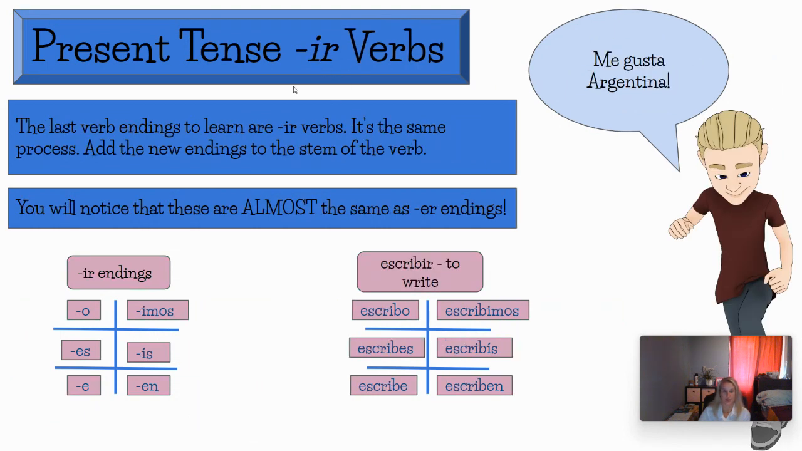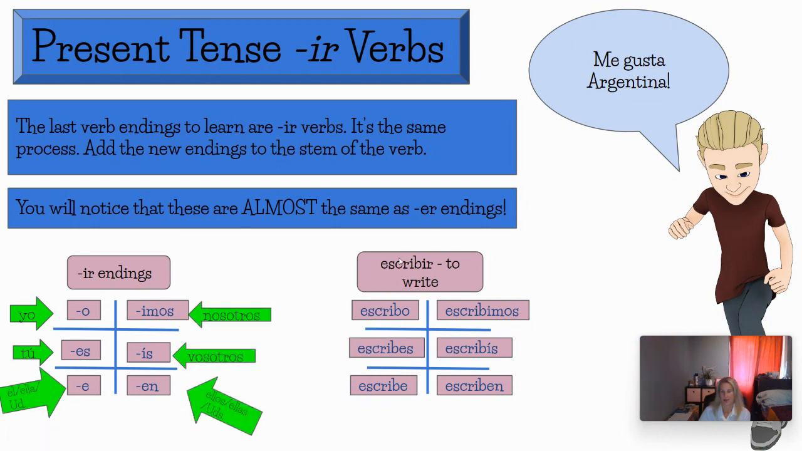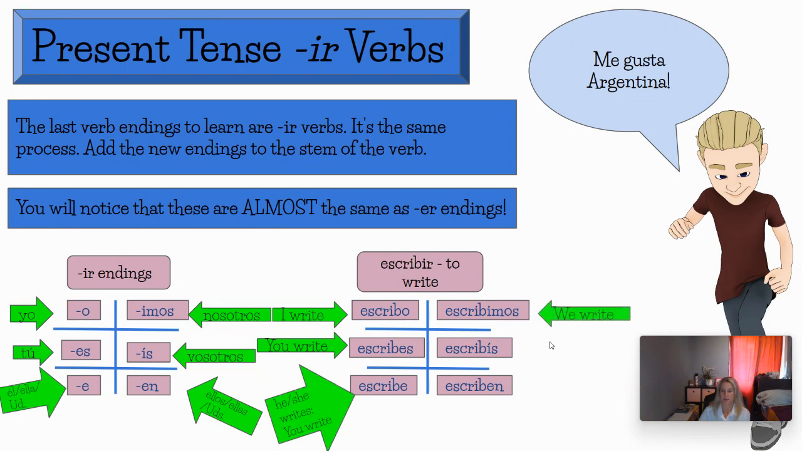Then we have IR verbs. The last verb ending to learn are the IR verbs. It's the same process. Add the new endings to the stem of the verb. You will notice that these are almost the same as the ER endings. There's just two that are different, and that would be the top right and the middle right. So here are the IR endings: o, es, e, imos, ís, en. And the verb to practice is escribir. Escribir is to write. So escribo is I write. Escribes, you write. Escribe, he, she, you formal write. Escribimos, we write. Escribís, you all write. And escriben, they write, or you all write, formal.